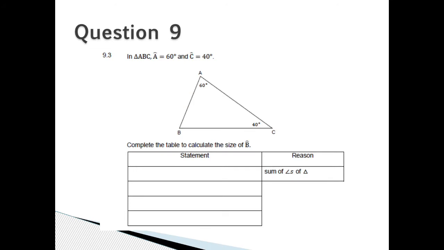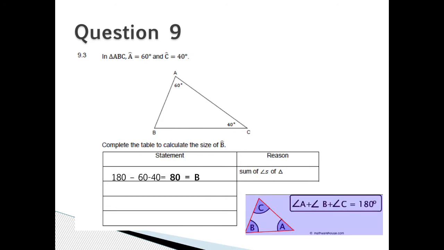Question 9.3. In triangle ABC, angle A is equal to 60 degrees and angle C is equal to 40 degrees. Complete the table to calculate the size of B using the reason of the sum of angles of a triangle. It is important to know that the sum of angles of a triangle will always equal 180 degrees. So, 180 degrees minus 60 minus 40 is going to give us what B is, which will be 80 degrees.